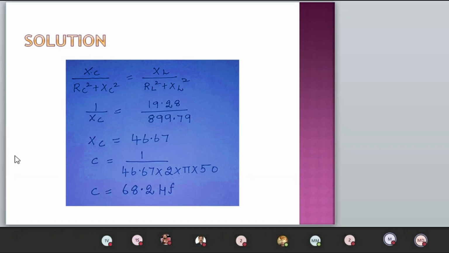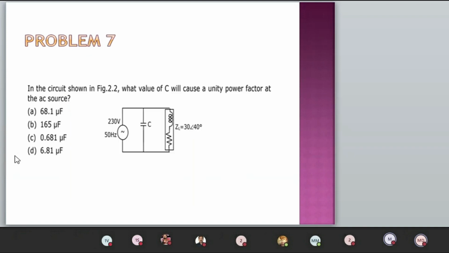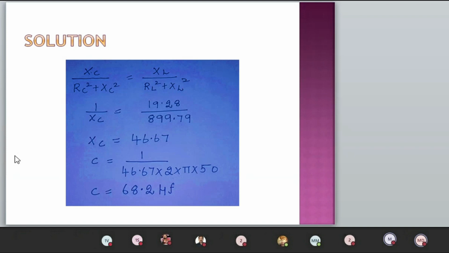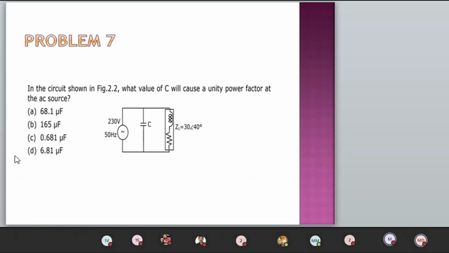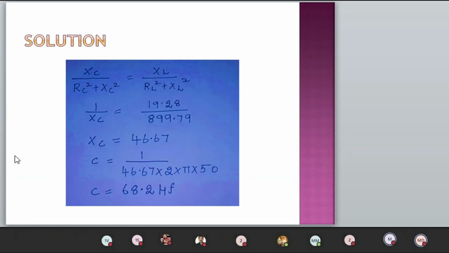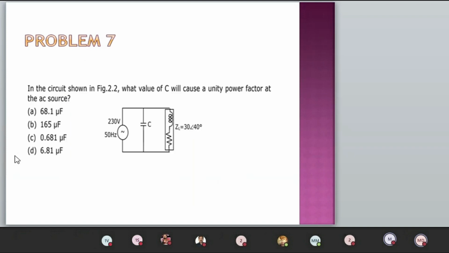You already know XL, so convert that from polar to rectangular. You'll get the R value and XL value separately. Since in the circuit you have only a capacitor, the resistance value is 0. So RC is 0, and XC by XC square is 1 by XC. This gives XC equal to 46.67. What is XC? 1 by 2 pi FC. After substituting that, you'll get 68.2 microfarads.